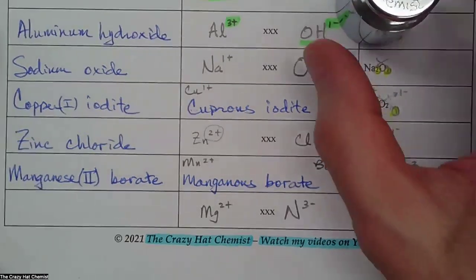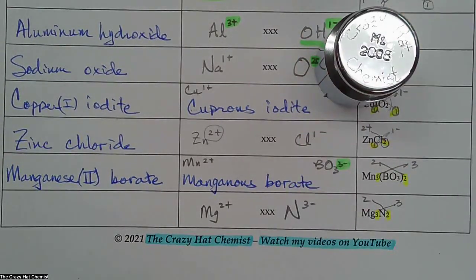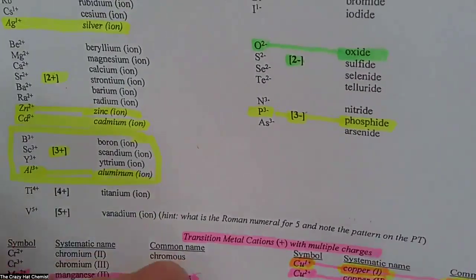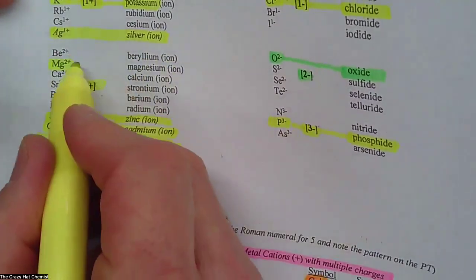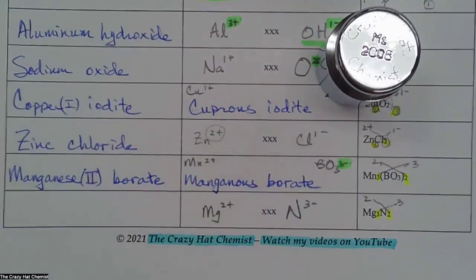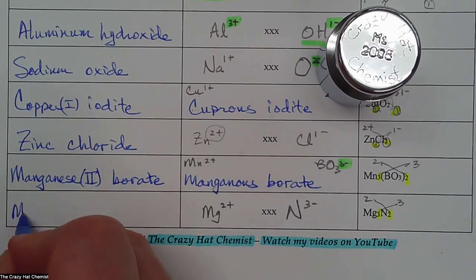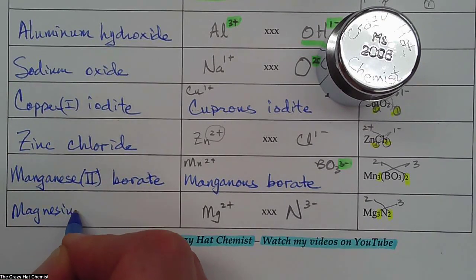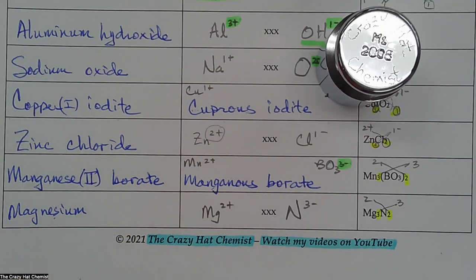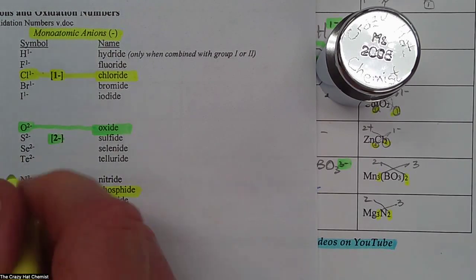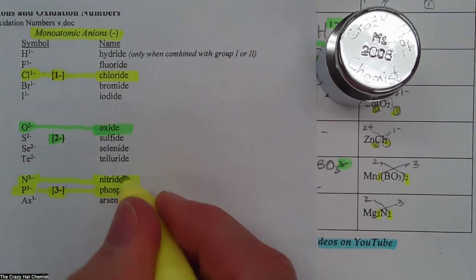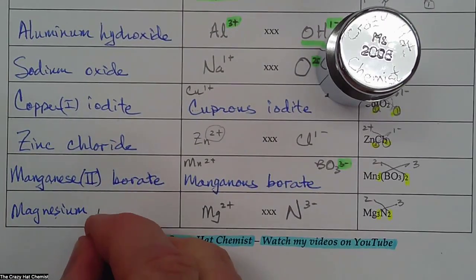So now I need to find none other than Mg that's a 2 plus. So that is going to be right here in the 2 plus category, and that's Mg with a 2 plus, and that's called magnesium. So I'm going to write the word down, magnesium. Very different than manganese. Magnesium and manganese, very different. Now I'm going to look in the 3 minus category, I'm going to find the N 3 minus, and that is called nitride. That's right, nitride.